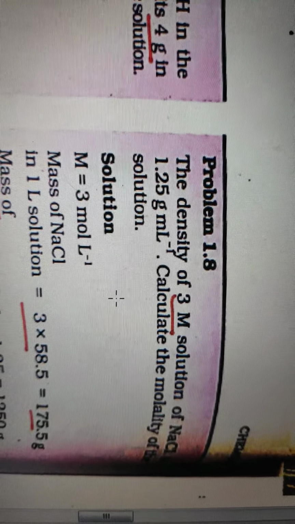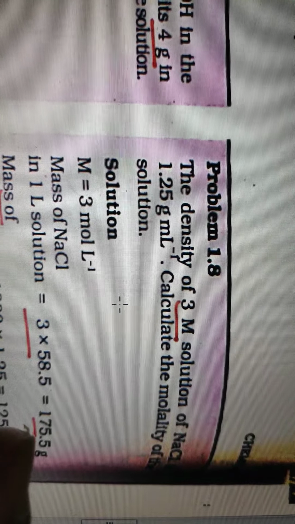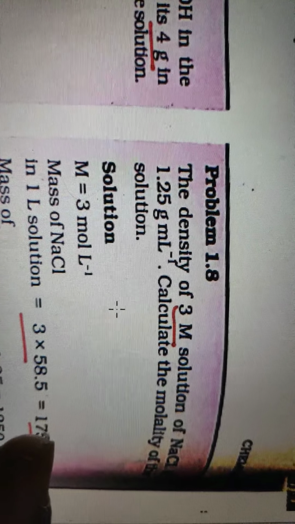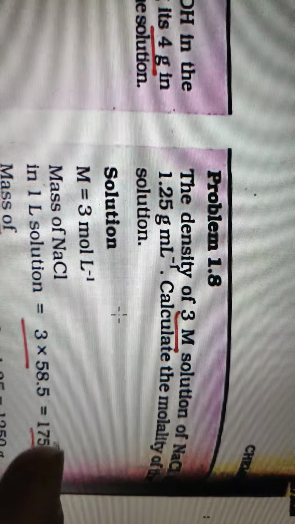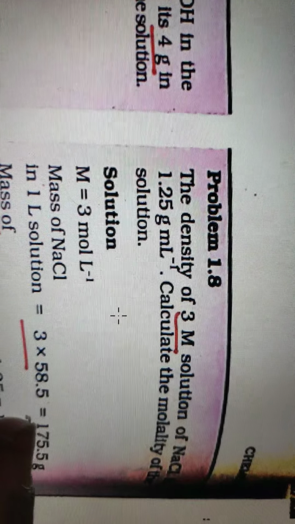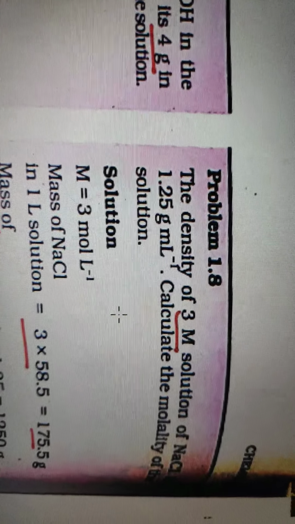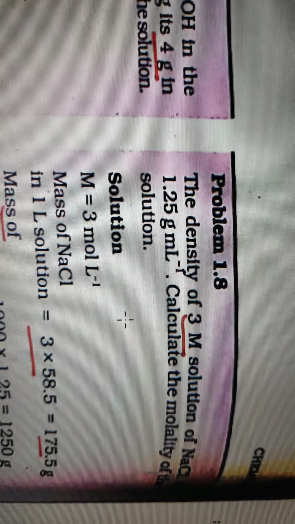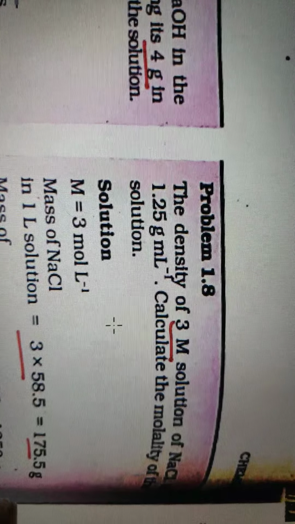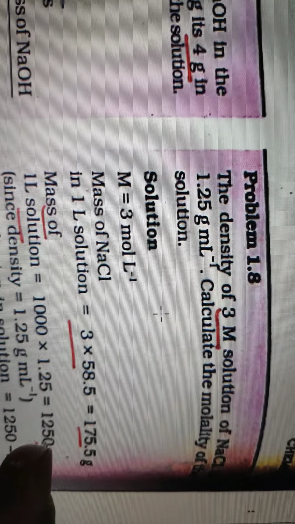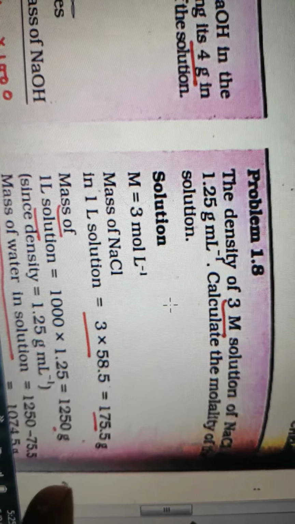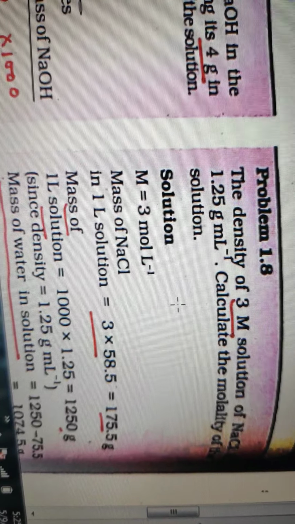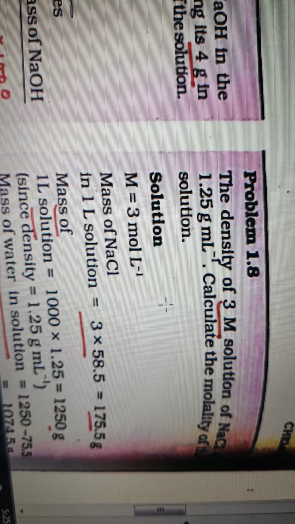To find the mass of solvent, first you calculate the mass of solute. Here the solute is NaCl. The mass of solute in 1 liter solution will be equal to 3 moles into 58.5, the molar mass of NaCl. So 3 into 58.5 will give you 175.5 gram. This is the mass of solute. And mass of solution is calculated by density into volume. Volume is 1000 ml and density is 1.25. So 1250 gram.